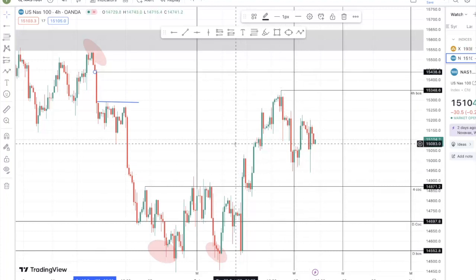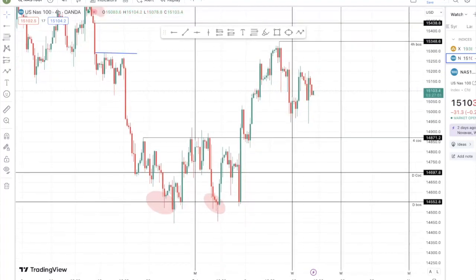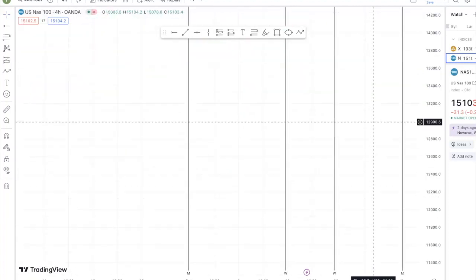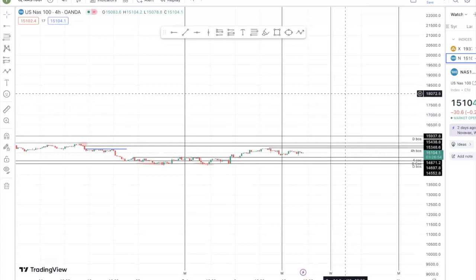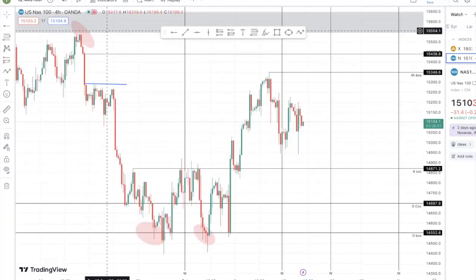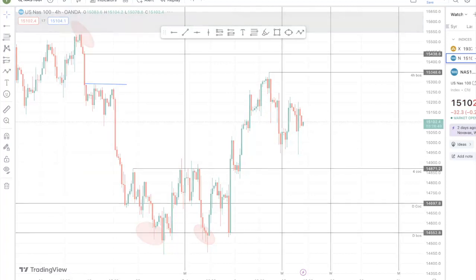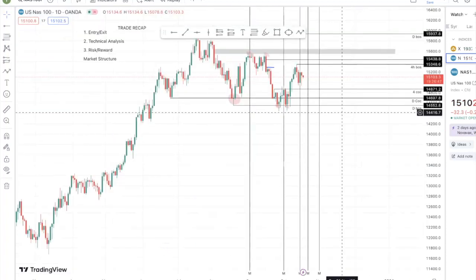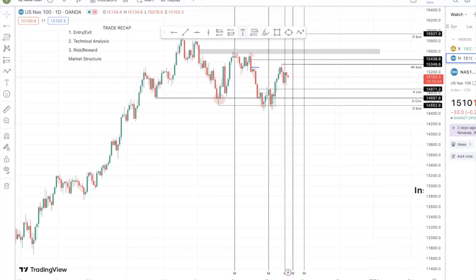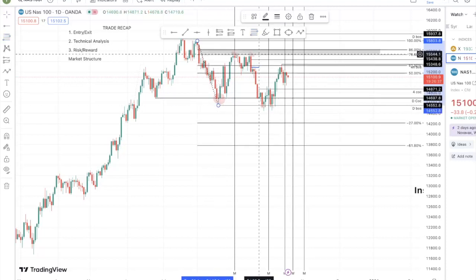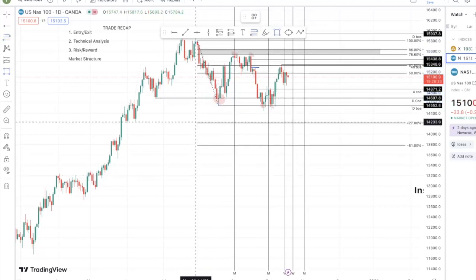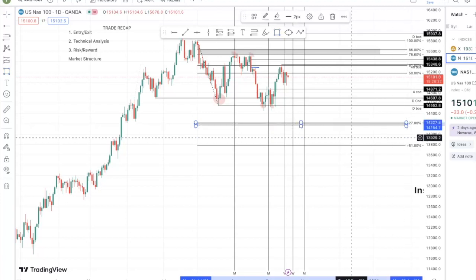As we seen on the daily, price is in a downtrend on the daily to go to our overall take profit, which was, let me draw it out for you guys. Our overall take profit, first take profit would be in this zone right here.